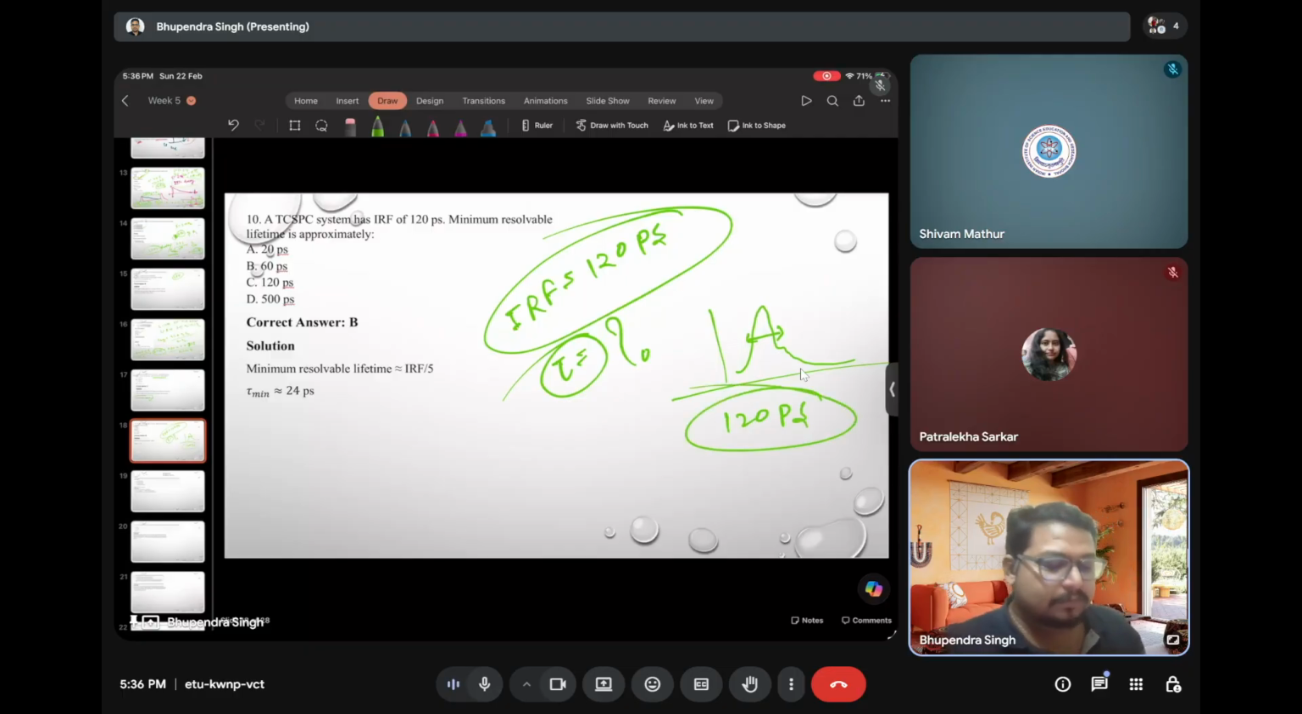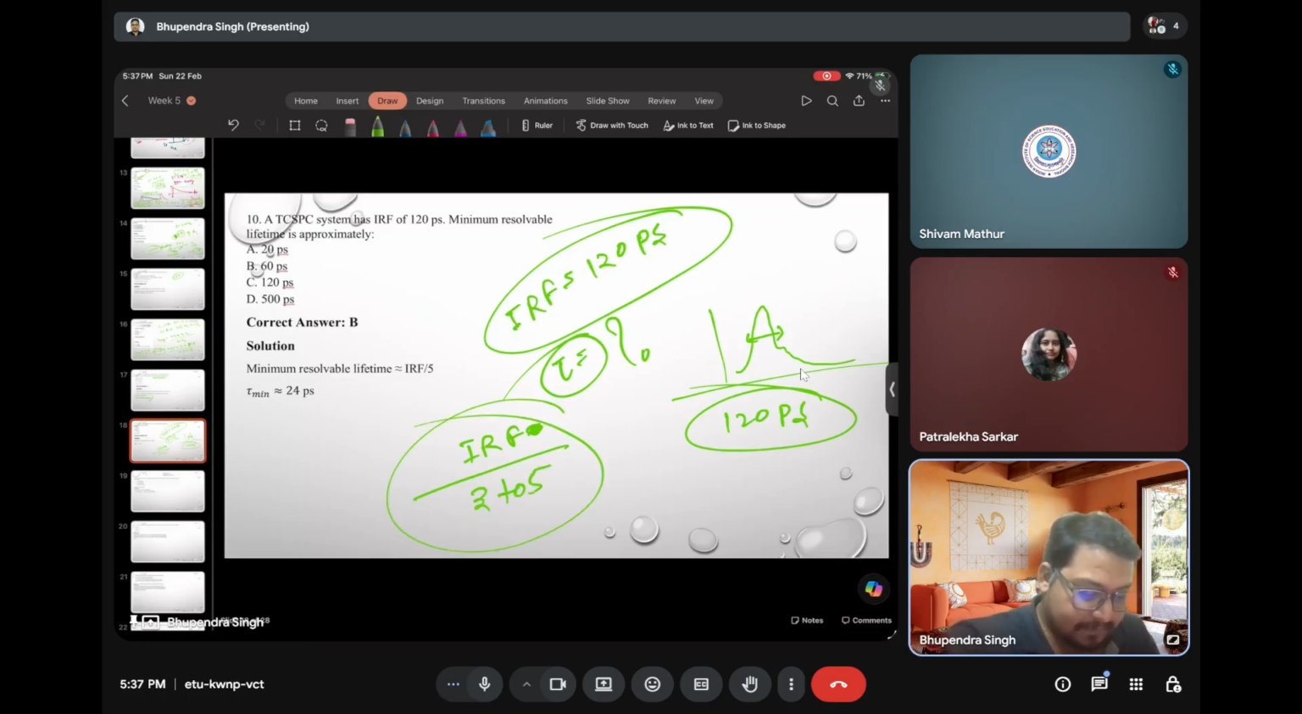So what will be the resolution? The resolution should be like the IRF divided by 3 to 5 times. So let's say if it is 5 times, what is the IRF? 120 picosecond divided by 5 turns out to be 24 picosecond.